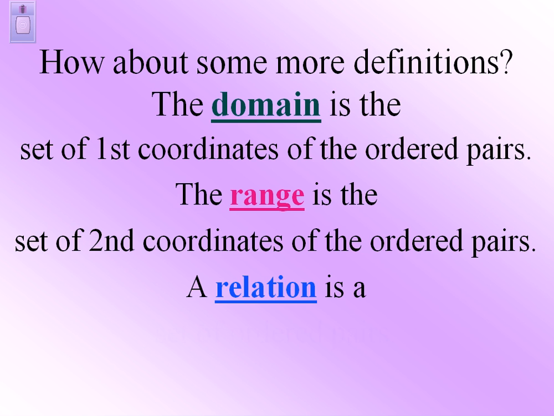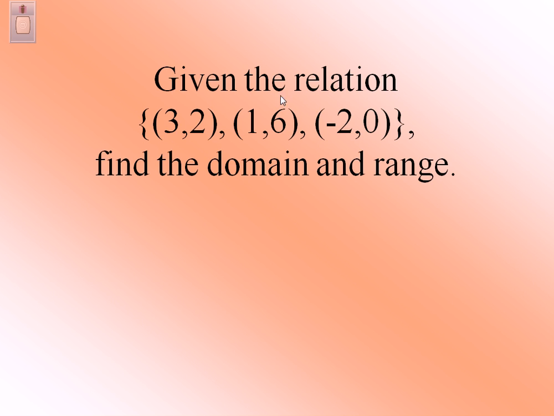So, a relation is just where we have a set of ordered pairs, where there's some relationship. And it doesn't always even have to be ordered pairs. We can have different types of relations. But given this relation, find the domain. So the domain would be the first set of ordered pairs. What would it be, guys? 3, 1, and negative 2.